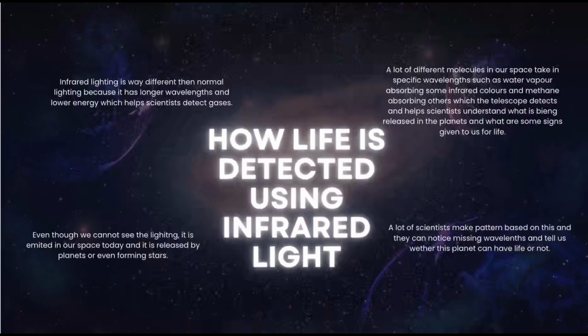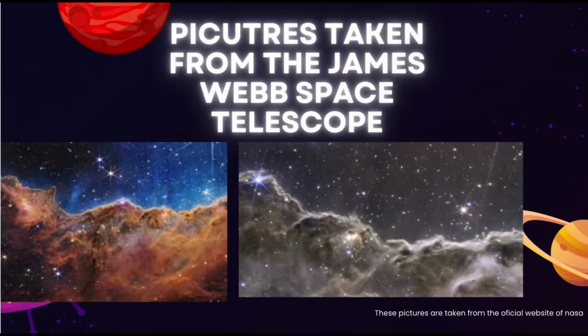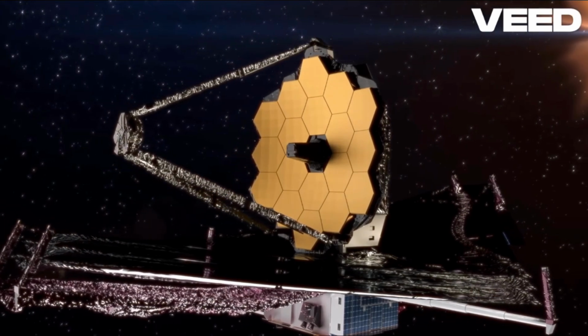When planets pass in front of stars, the James Webb Space Telescope studies those stars, which is very cool. There's also a spectral fingerprint that is created through this infrared light. We can see from these pictures taken from the James Webb Space Telescope how it's studying the stars. These are taken from the official website of NASA. And these patterns of infrared light show us the biosignature gases.